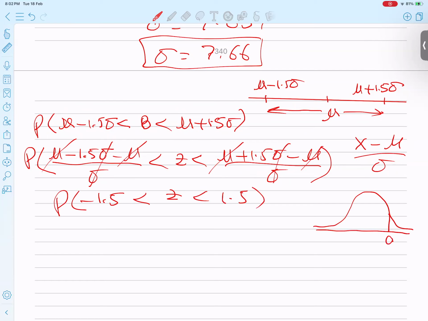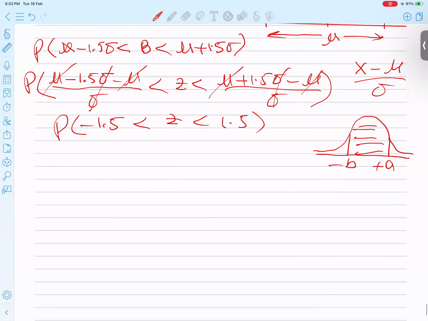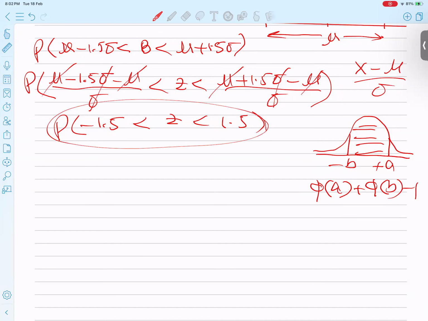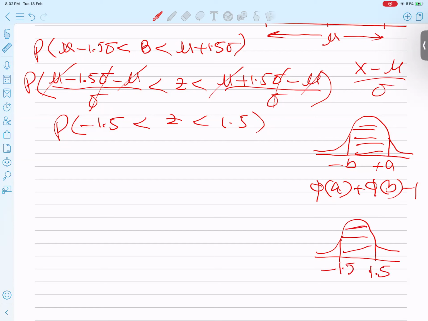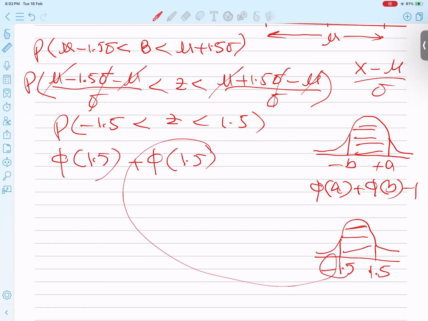Students, we have a special formula for this kind of question. When one value is positive and one value is negative, how to get this answer? So phi of the positive value plus phi of the negative value, but without the negative sign, and minus 1. How can we deal with this kind of question? Same formula. How to get this middle answer? Phi of 1.5 is this value, plus phi of 1.5 without the negative sign, this value, and minus 1. And you know very well this becomes x plus x, 2x, or phi plus phi, 2 phi.